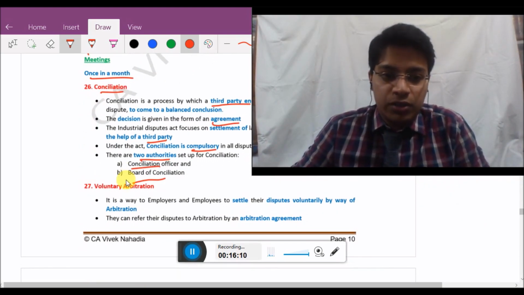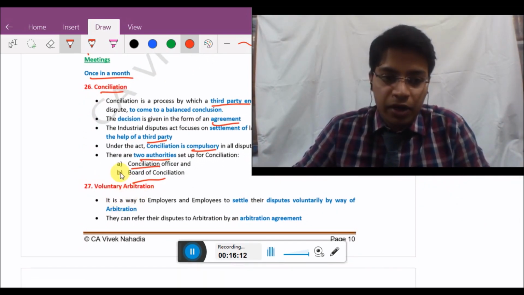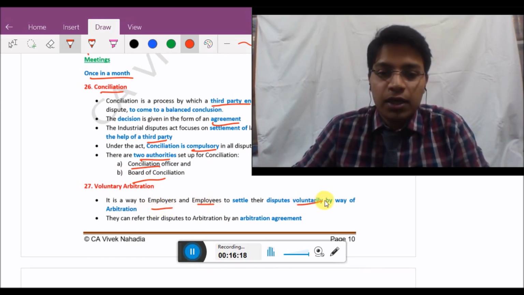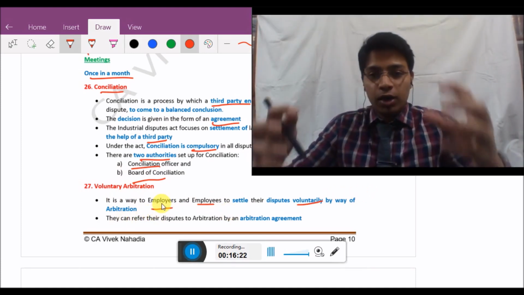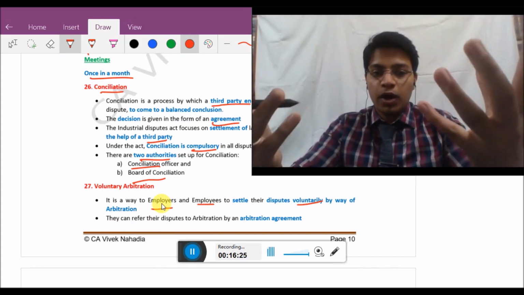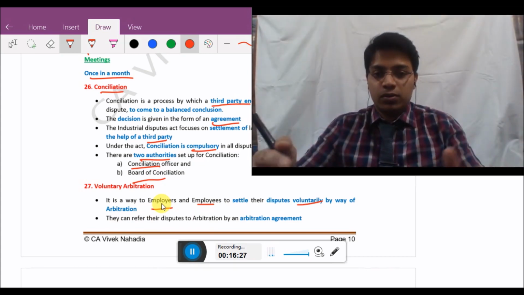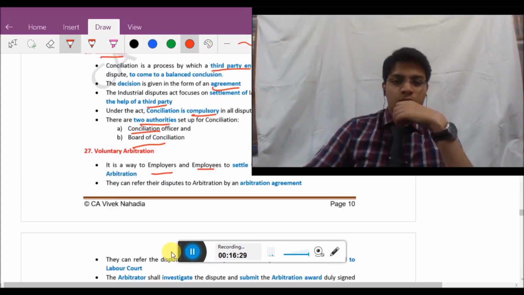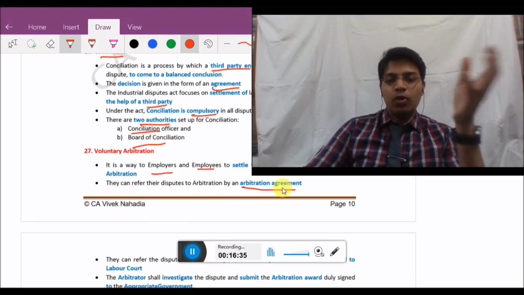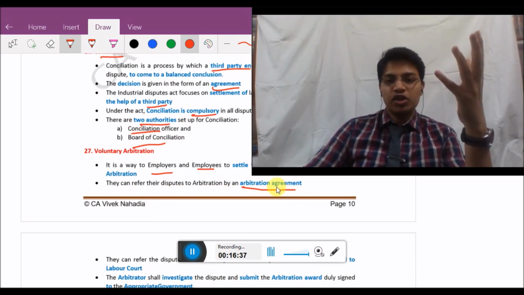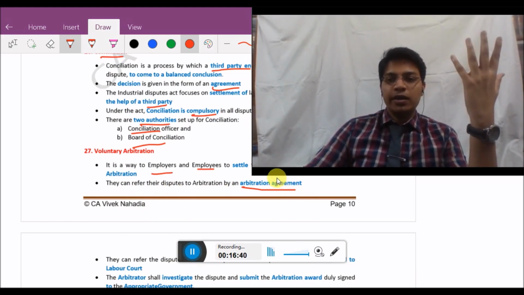Voluntary arbitration. It is a way for employers and employees to settle disputes voluntarily by way of arbitration. The employers and the employees voluntarily go to arbitrators and settle the disputes themselves. They can refer the disputes to arbitration by an arbitration agreement. The employers and the employees prepare an arbitration agreement, and they refer the dispute to arbitration.